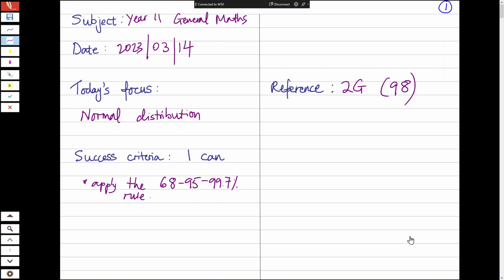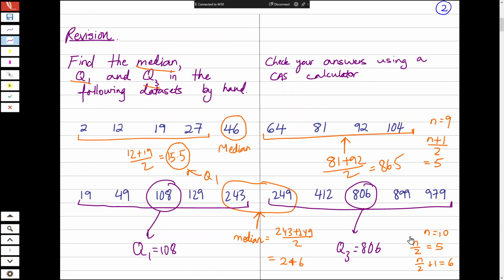All right. So this is actually new to the year 11 course. This used to be in the year 12 course, and now they've introduced it in the year 11 course, which will make it easier for you next year. So I'm going to introduce this to you. This is called the normal distribution, otherwise known as the bell curve.